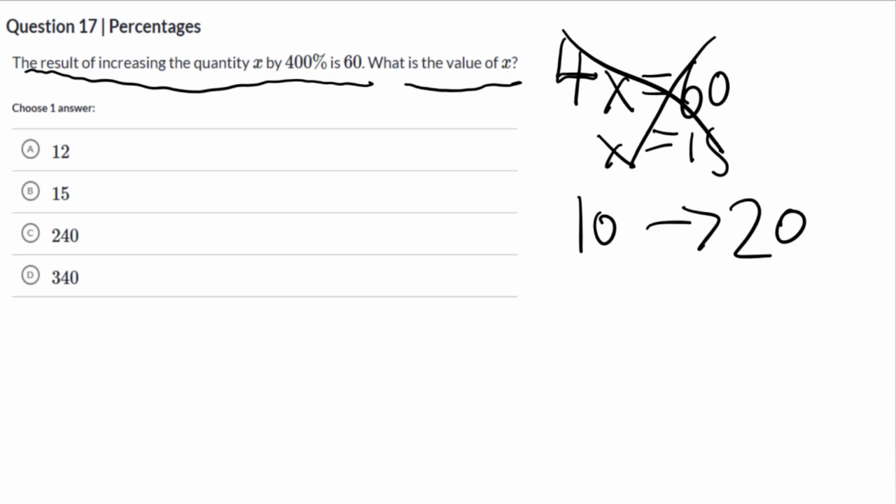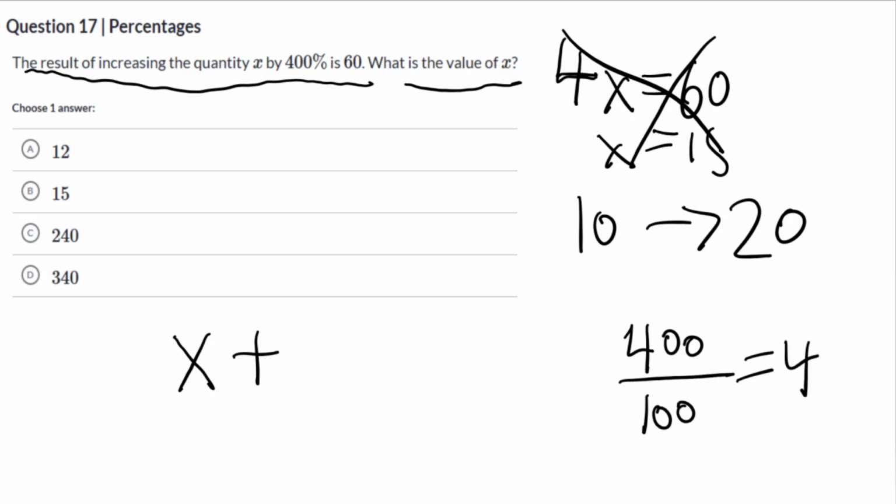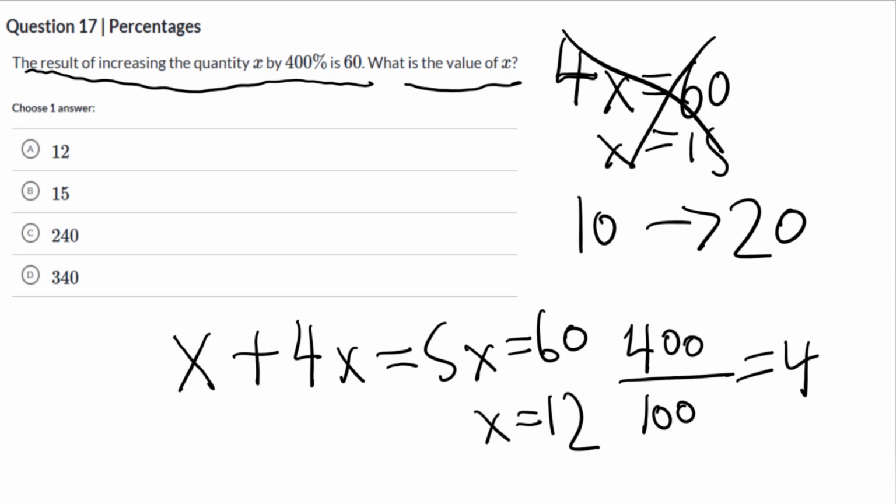So we have to keep the original quantity, x, and then we have to add our percent, 400 divided by 100. It's per the cent, which is 100, and we get 4. So we'd have to add plus 4x to this value to get 5x. And then this is equal to 60. We can solve 5x equals 60 by dividing 5 from both sides. We get x is equal to 12. Thus, our answer is A.